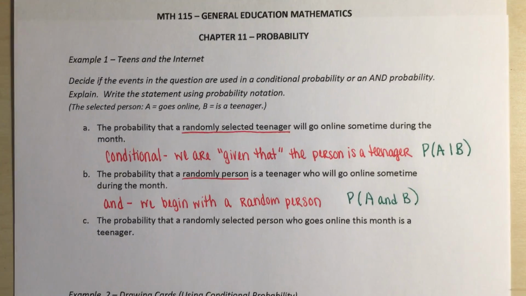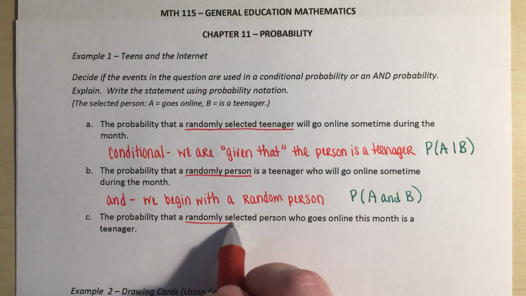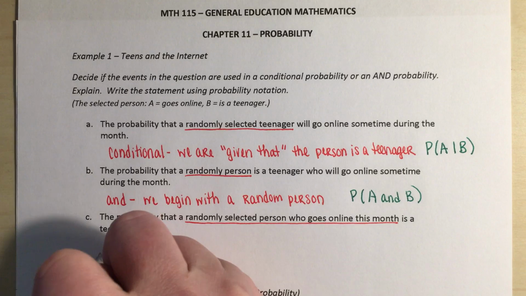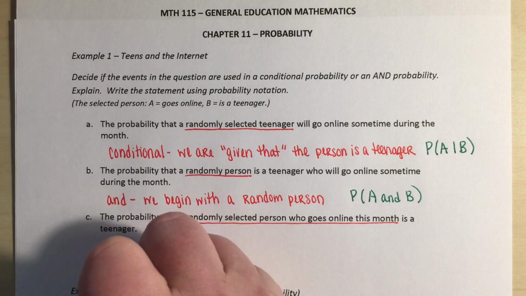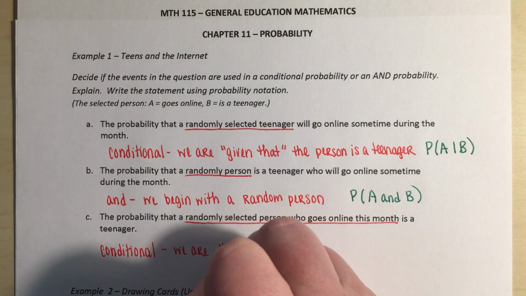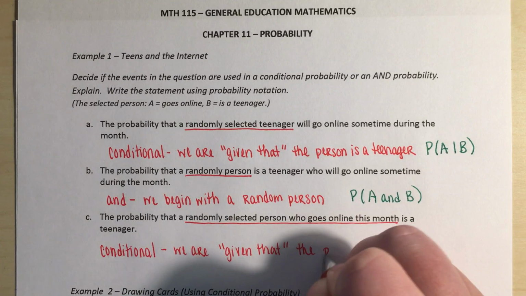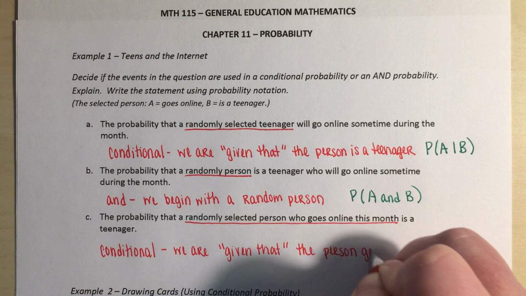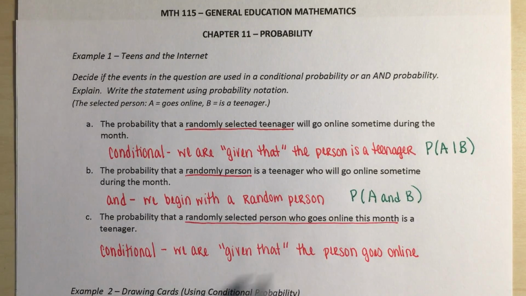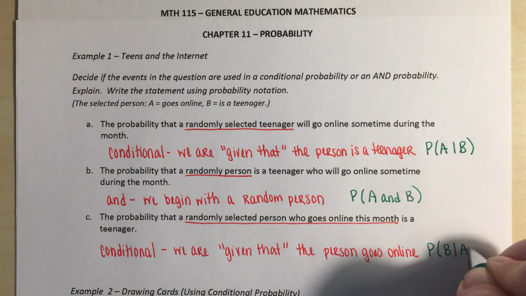And then example C, the probability that a randomly selected person who goes online this month is a teenager. So we're starting with a randomly selected person who goes online this month. So in this case, this is going to be like A. Another example of a conditional probability because we are given that the person goes online. Notation for this: we are given that the person goes online, so that's event A. So we're looking at the probability of event B given that event A has occurred.